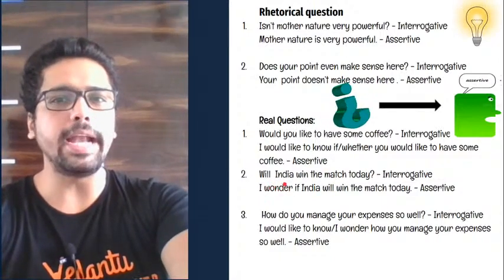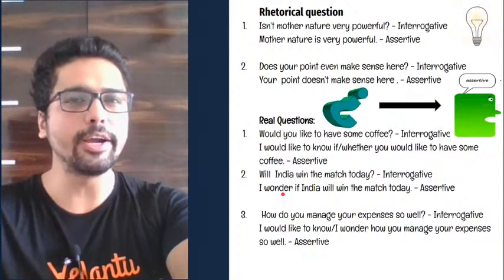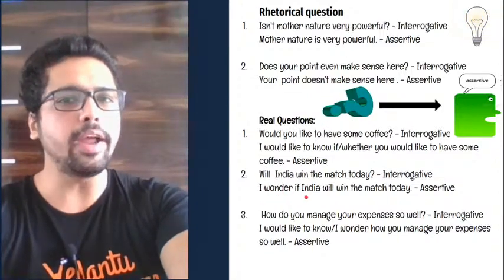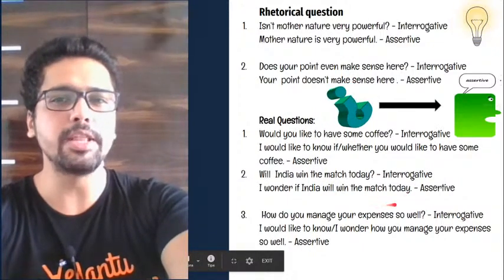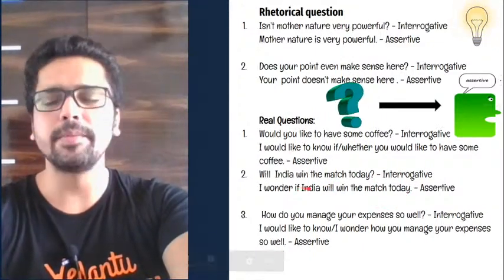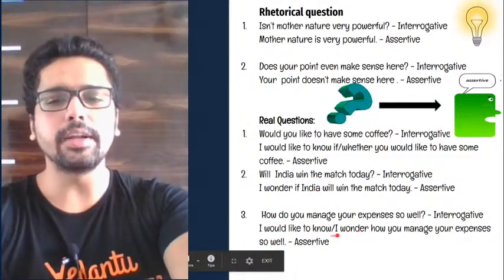Look at this here. Will India win the match today? So you're basically wondering, right? You're thinking. So I wonder if India will win the match today, or whether India will win the match today. This is just an example. Nowadays there are no matches going on. Okay, look at the third one.